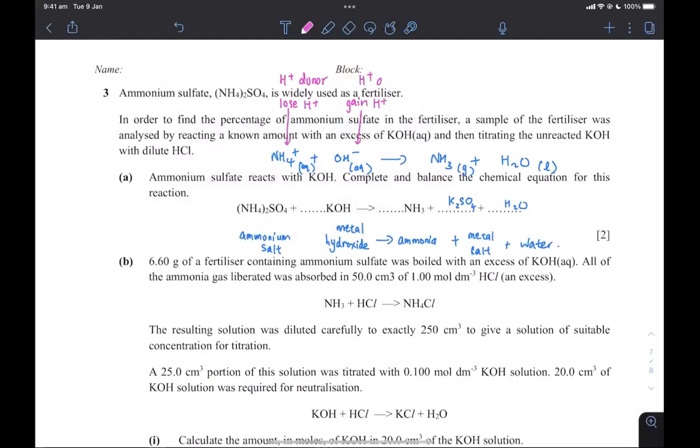This is an H plus acceptor. This is a base because a base accepts protons. This is an acid because an acid donates protons. It donates the proton to that, and then you get this product, okay?